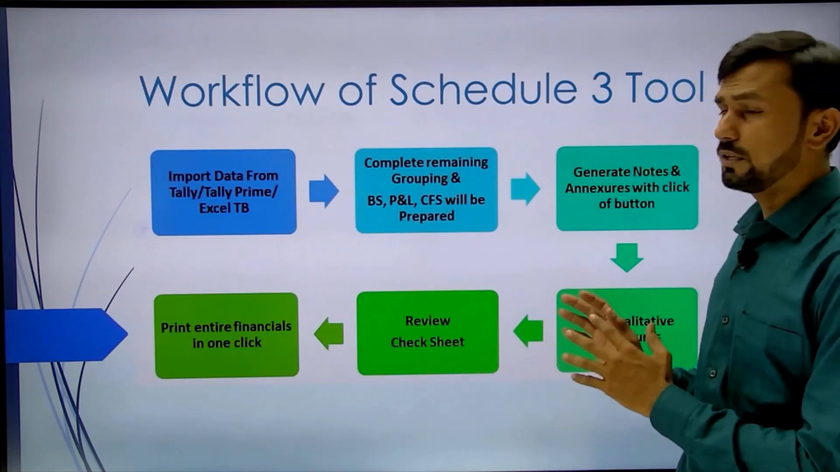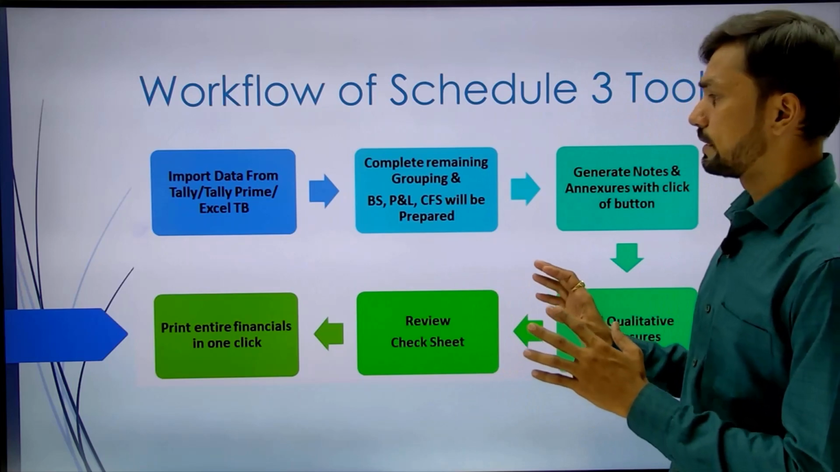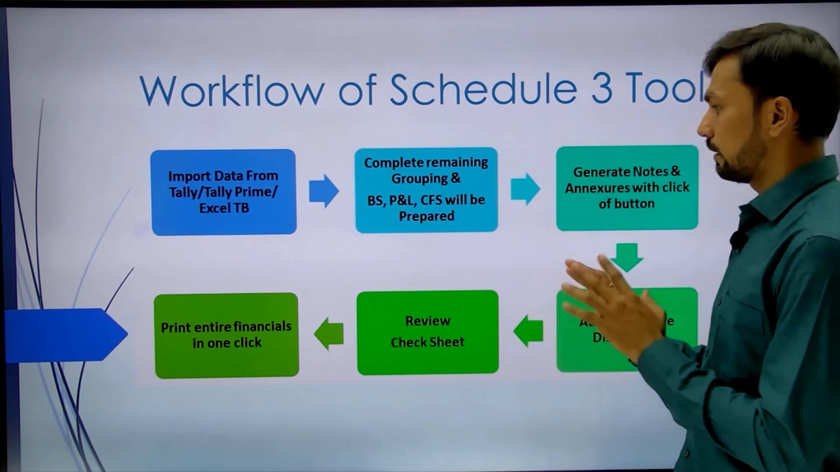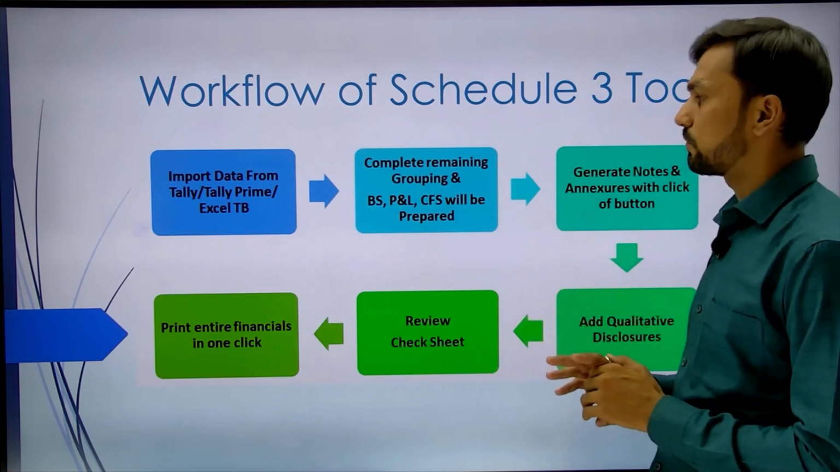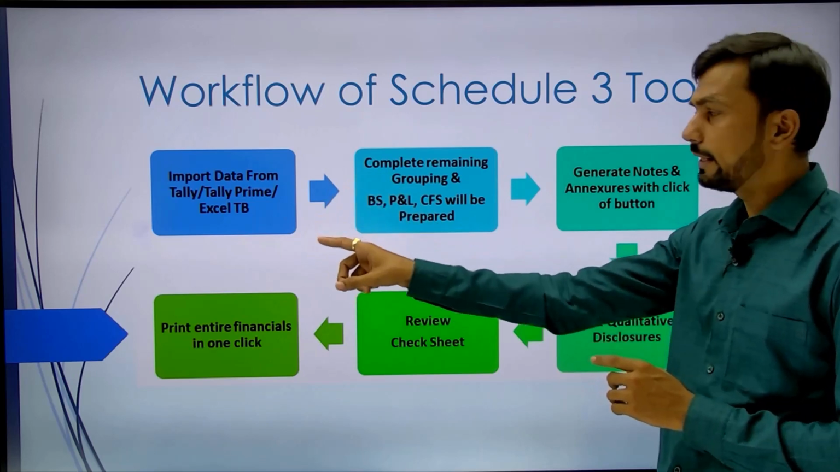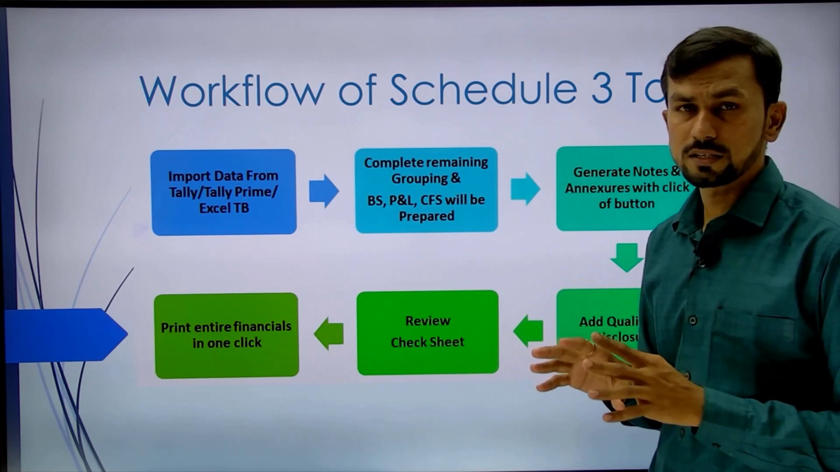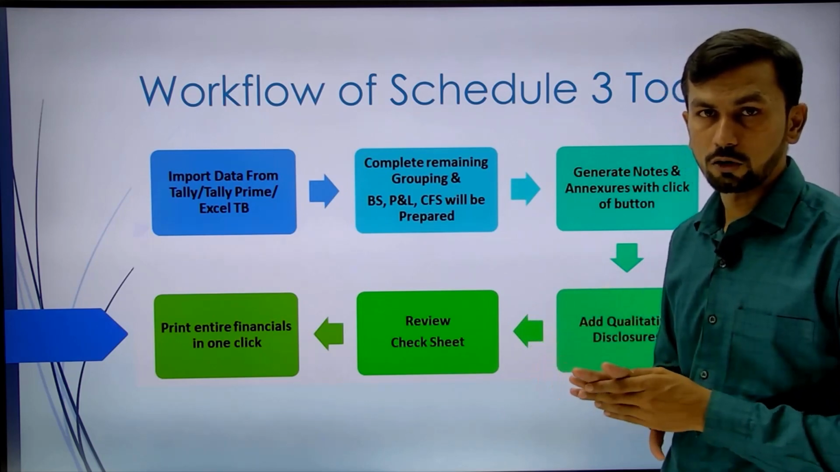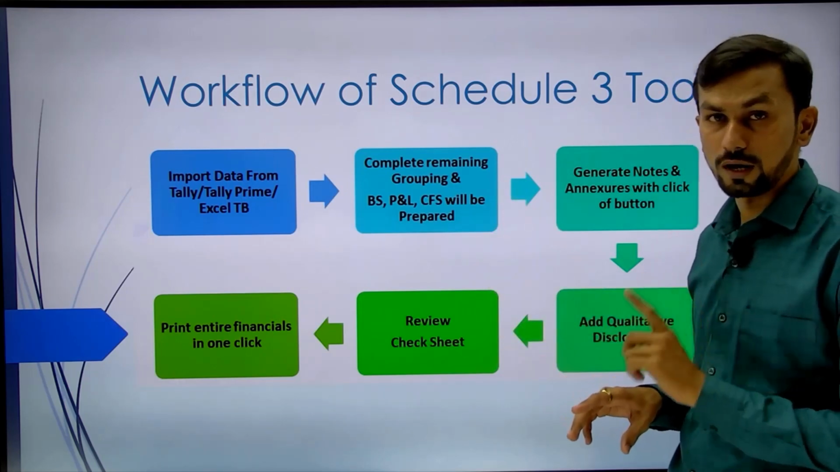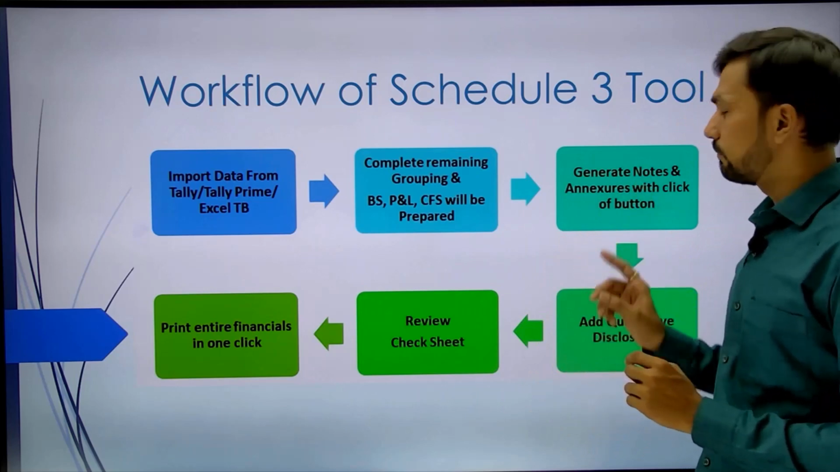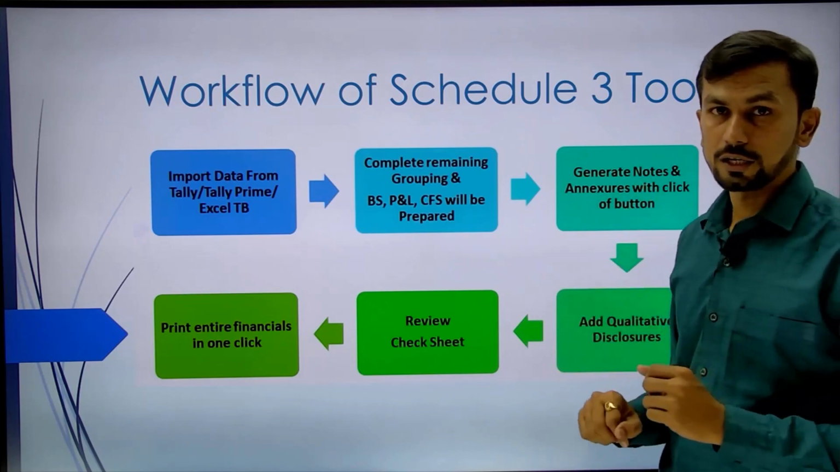Now if we see the workflow of this automation tool, it is divided into 6 different stages. We can import data from Tally, then we need to complete the grouping. Somewhere around 50-60% of grouping will happen automatically in the automation tool. The remaining we need to do one time only. Then with the click of one button we can generate the annexures and notes.